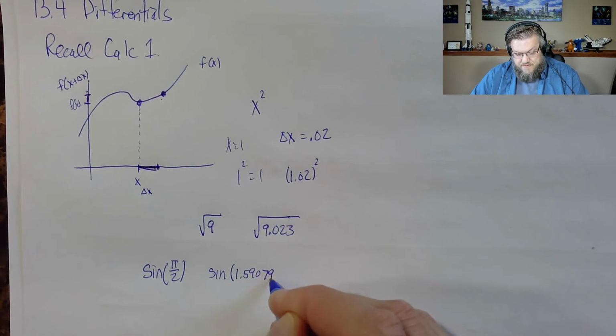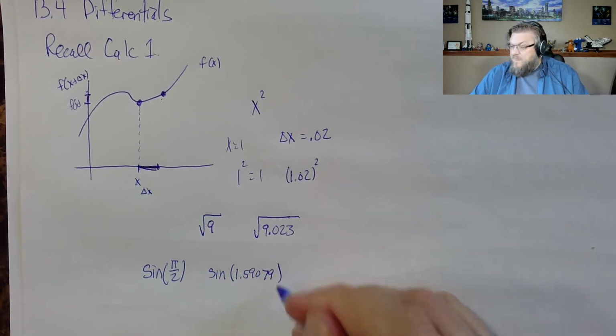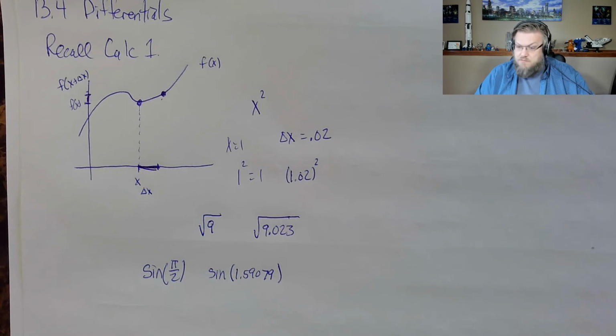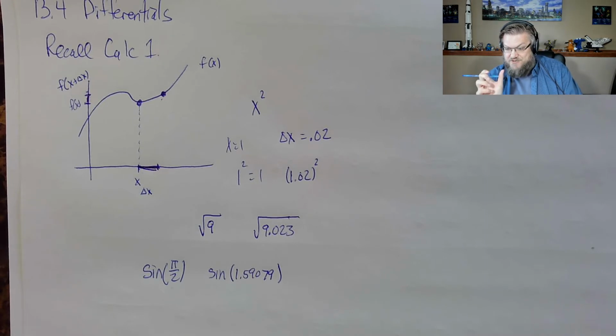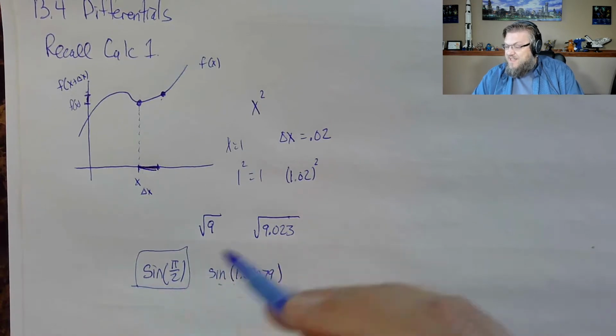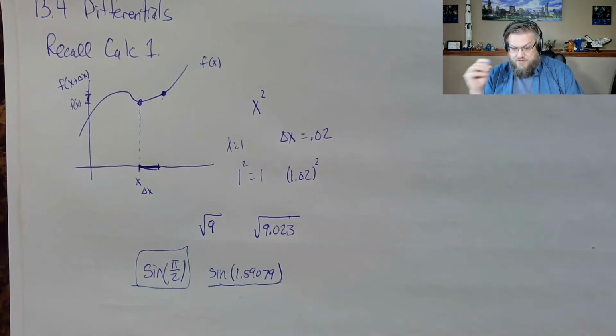So then if I added like this to it, and I asked you, what is the sine of 1.59079? Well, I don't know. I took pi over 2 and I bumped it by 0.02. And now I'm asking, what did that change for the y? What did it change for the function value? And you see, I might know this exactly, but this I don't know.